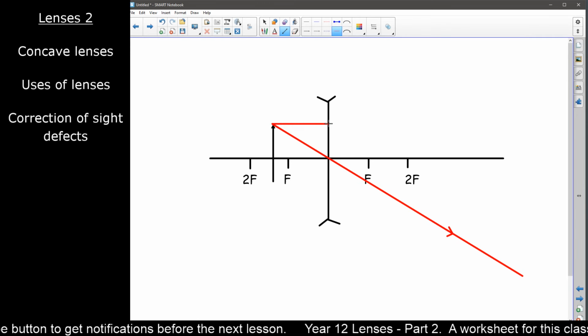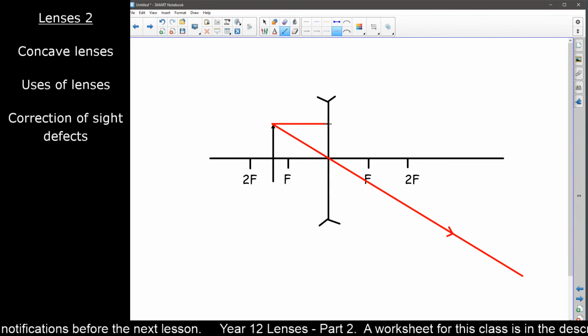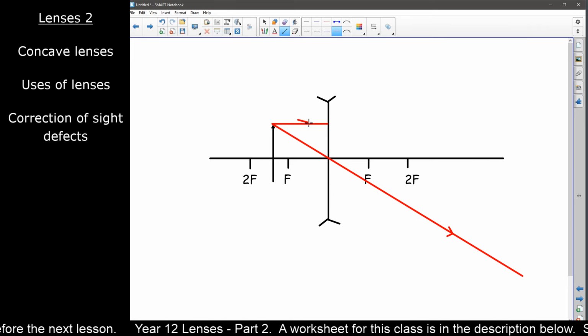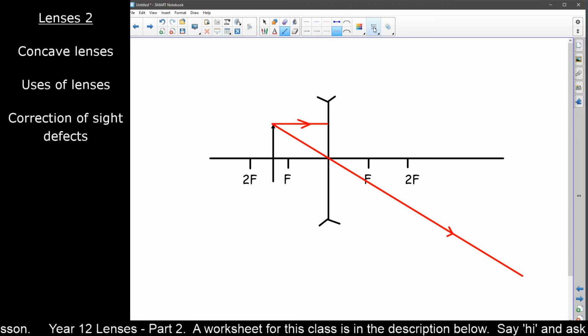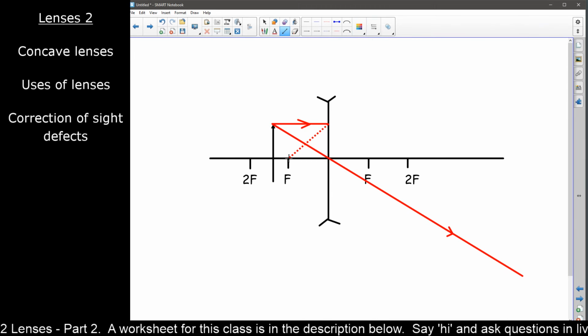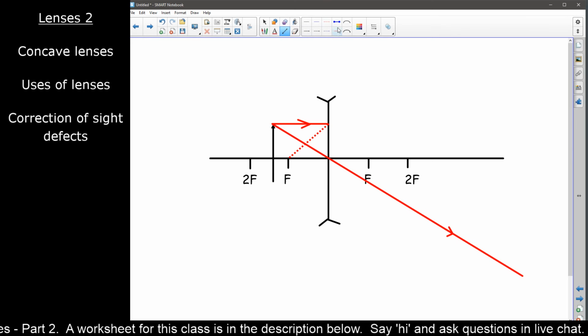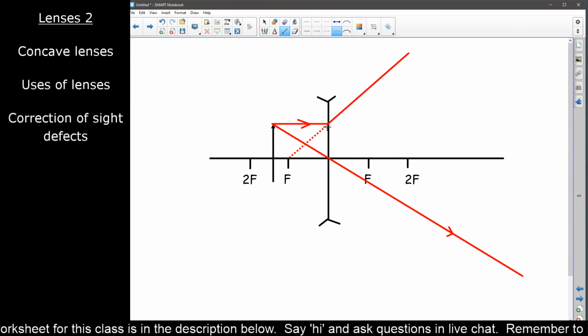Okay, another ray that comes from the top. Remember, there are billions of rays coming from the top going in all sorts of directions. We're only interested in two of them, the one through the optical center and the one that travels parallel to the principal axis. This one here appears, critical word, appears to have come from F. So we draw a dotted line back, like that. Okay, where does it go on to? Well, it goes on to appear as if that bit there that I'm running my cursor along is a straight line.